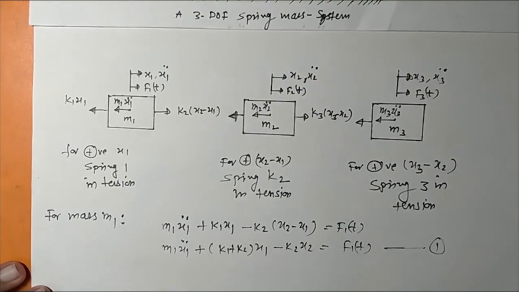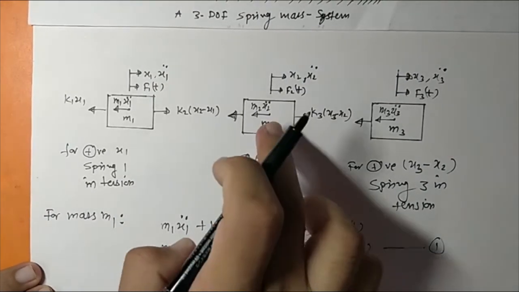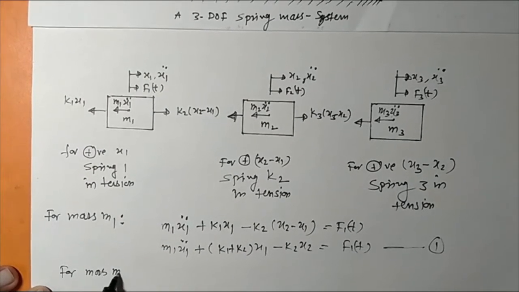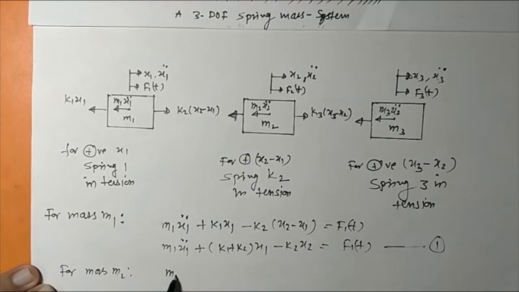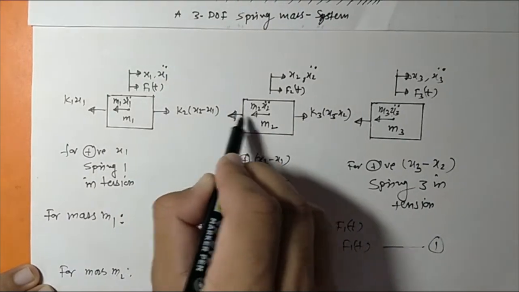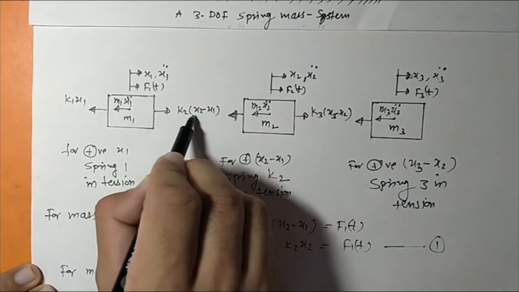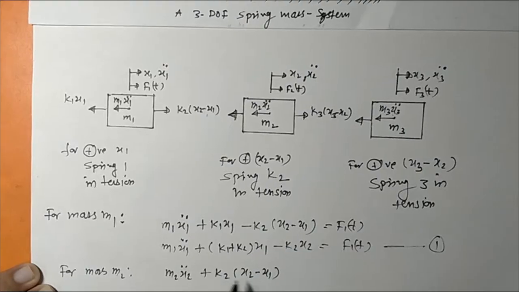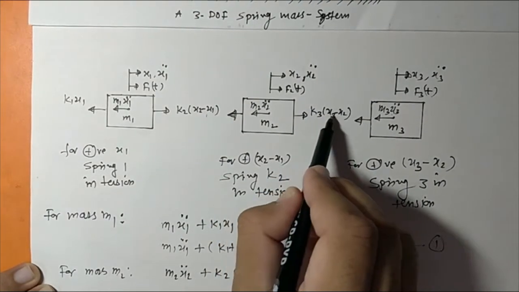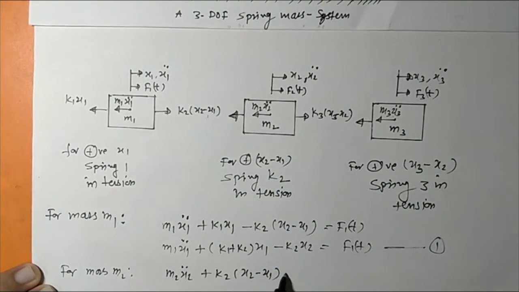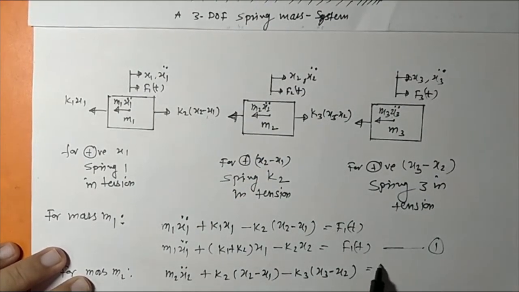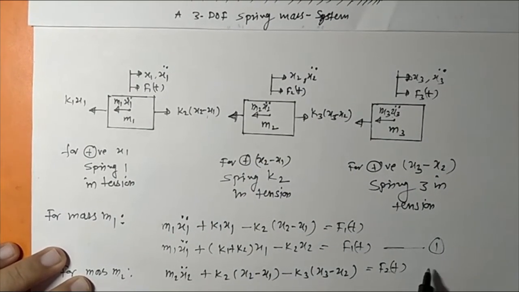Similarly, we'll apply the force equilibrium approach or Newton's second law on mass m2. So for mass m2, this is m2 x2 double dot in this direction, and in the same direction this is k2 (x2 minus x1), and another force k3 (x3 minus x2). So this is minus k3 (x3 minus x2). This is equal to f2(t).